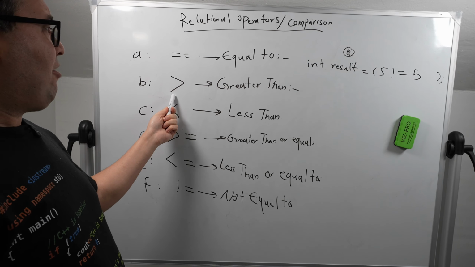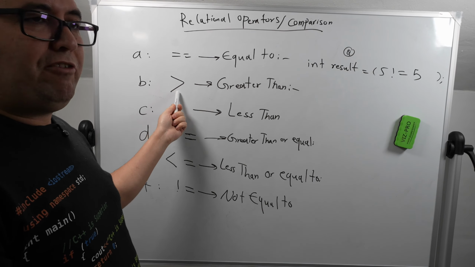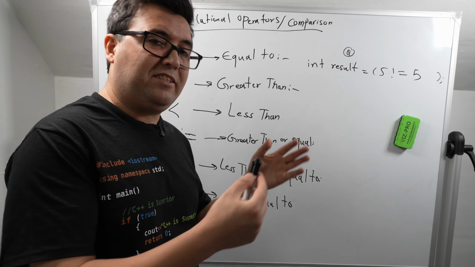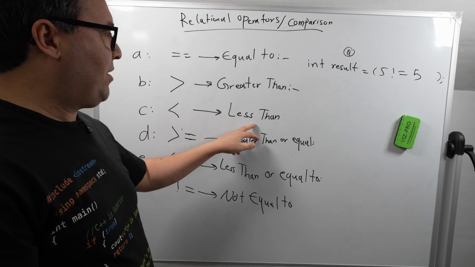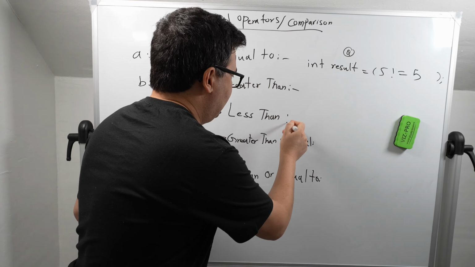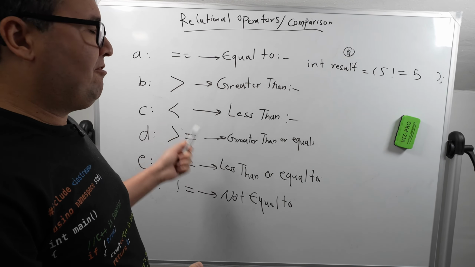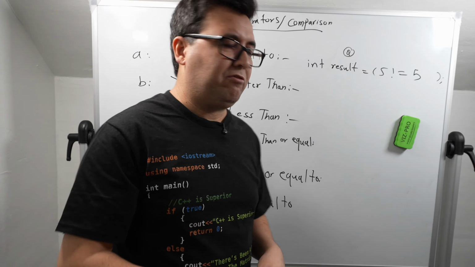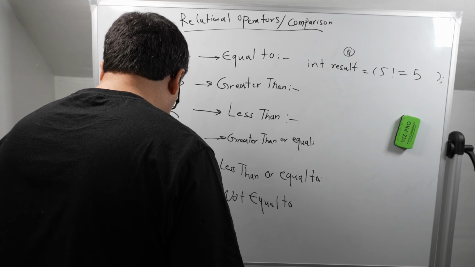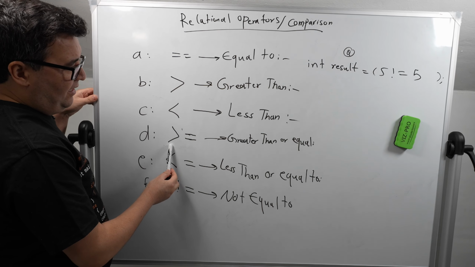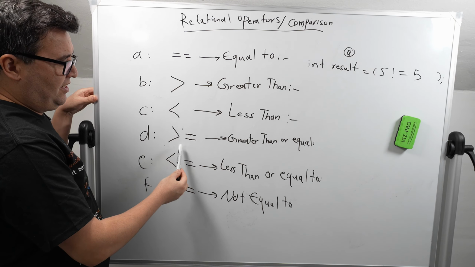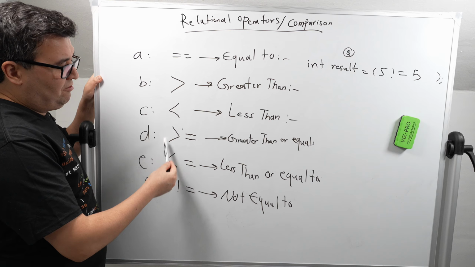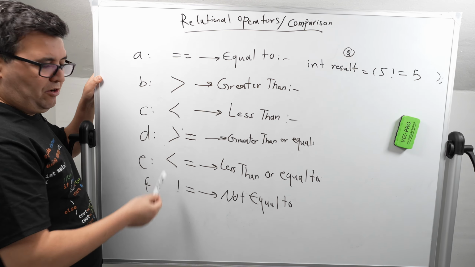And we have the greater than operator, which is used to check if the first value is greater than the second value, or the first operand is greater than the second operand, the result should be true. And we have the less than operator, which checks if the first value is less than the second value, it returns true, otherwise returns false. And we have greater than or equal to, which checks if the first value is greater than the second value, it returns true, or the first value is equal to the second value, it returns true, otherwise false.